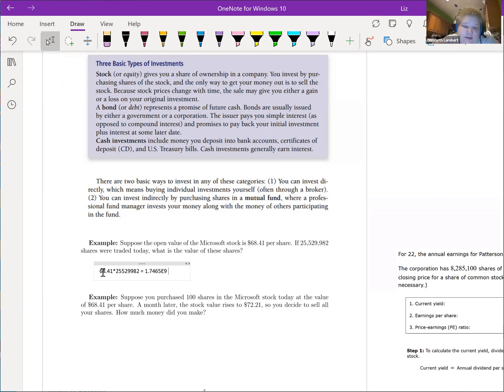All right. Second example is a tiny bit more realistic. Suppose you purchased 100 shares in the Microsoft stock today at a value of $68.41 per share. A month later, the value rises to $72.21. So you decide to sell all your shares. How much money did you make? Ooh. So essentially, what was your profit after you negate the cost you had to spend?